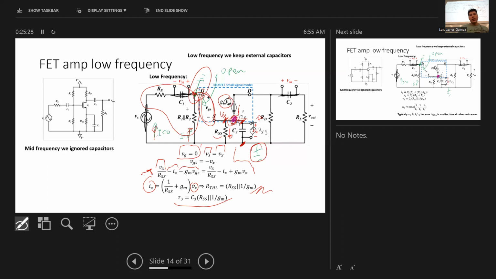And then going from the left equation to the right equation, all I really did was just replace this VGS by negative VX. And so that made it into a positive sign. Yeah, so that's how I went from that. And then once I had it here, I can move this to the other side. So then I get that VX equals one over RSS plus GM to the negative one, IX. But this is really just RSS, the equivalent resistance of RSS in parallel to one over GM.